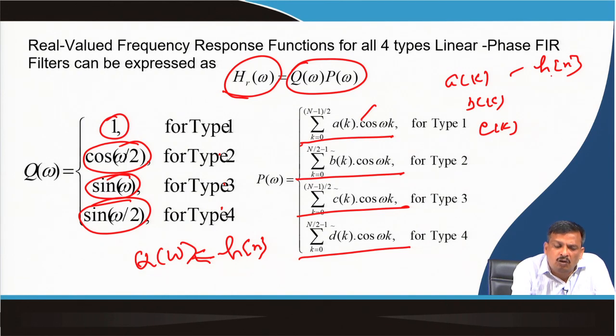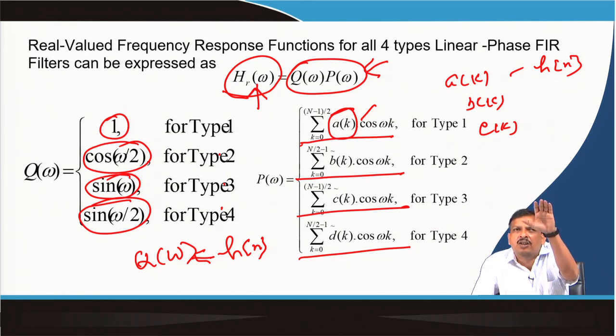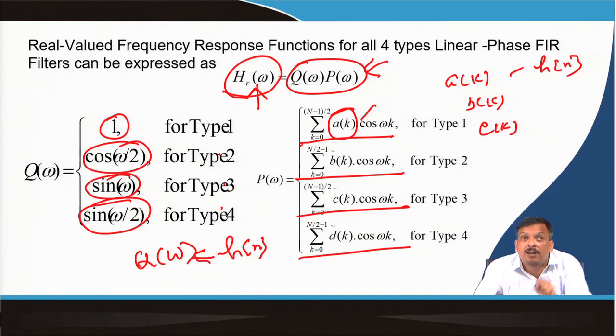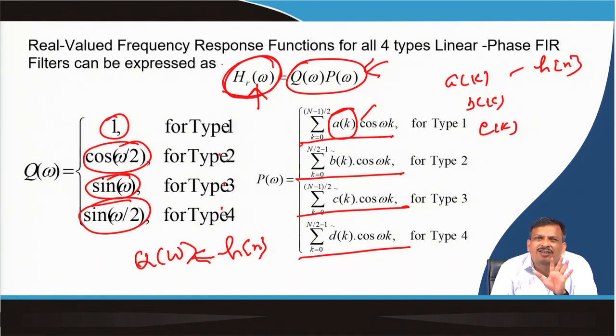So, I can control H_R(ω) by controlling P(ω). How can I control P(ω)? P(ω) depends on a_k, b_k, c_k or d_k, and all are related to h[n]. So, if I find the filter coefficients precisely, I can design a perfect H_R(ω) which is as close as possible to the desired frequency response. So, how do you do that?